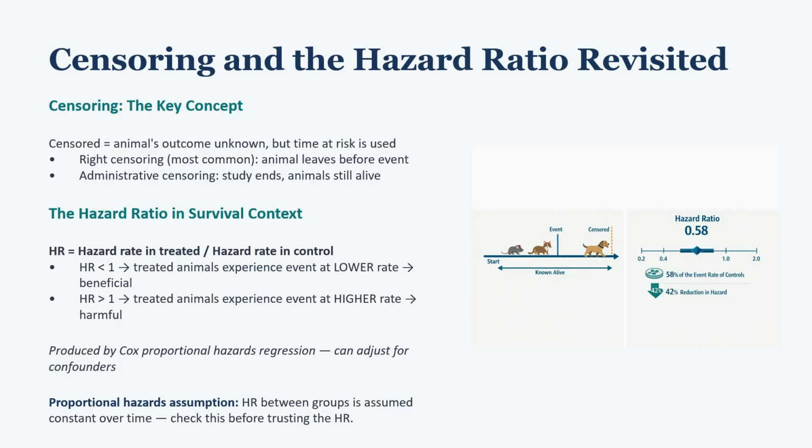meaningful result. One important assumption to be aware of: the Cox model assumes the hazard ratio is constant over time, the proportional hazards assumption. If treated animals do much better early but then converge with controls later, the hazard ratio changes over time and the Cox model may not be appropriate. Good papers check this assumption. Papers that don't are worth flagging during critical appraisal.